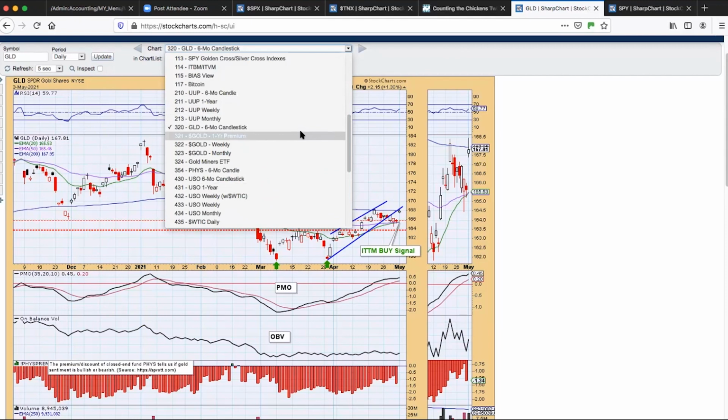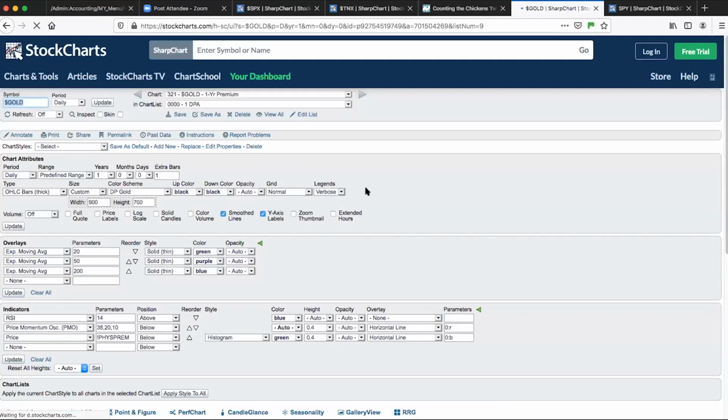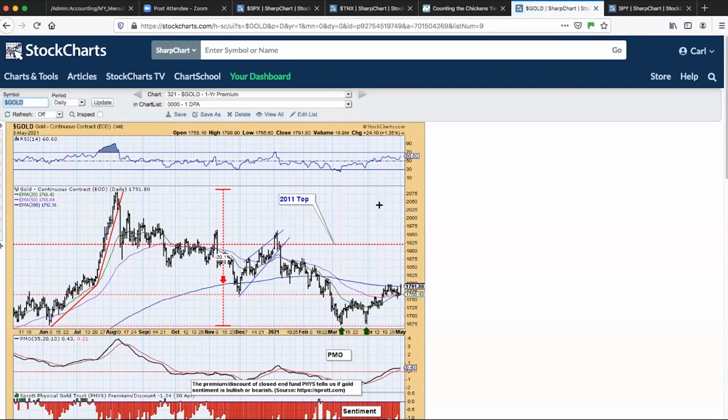Just to verify, we use the ETF to generate the signals. Let's see, we've got a crossover on the gold as well. We've got the 20 above the 50 on the gold.